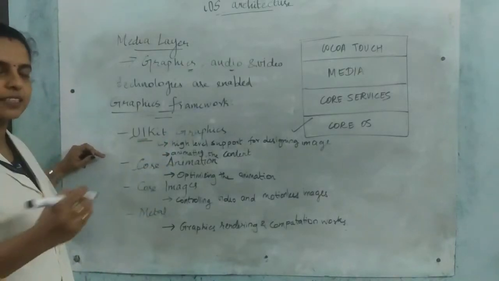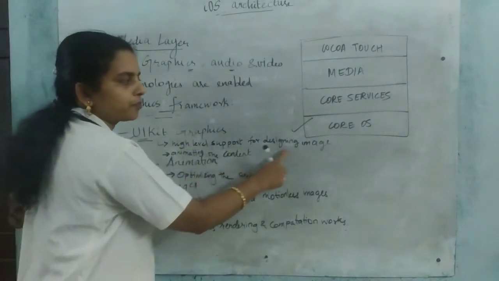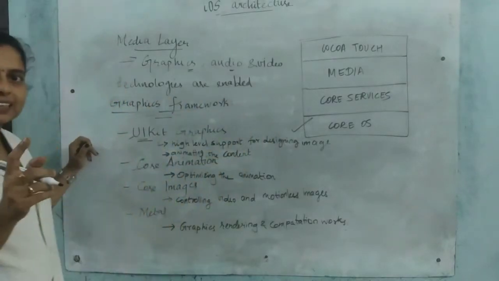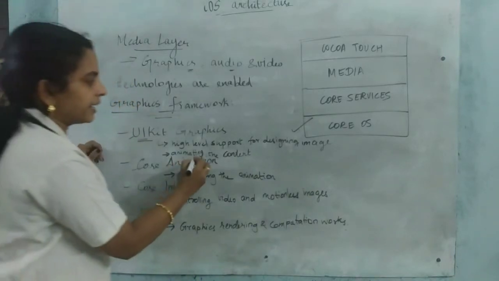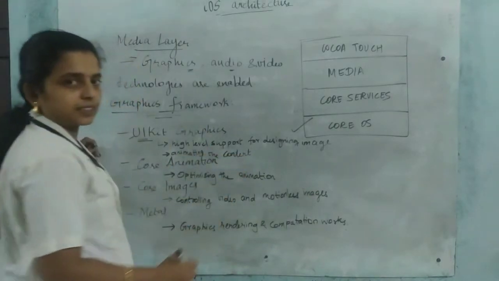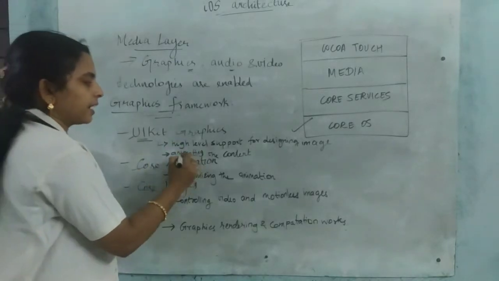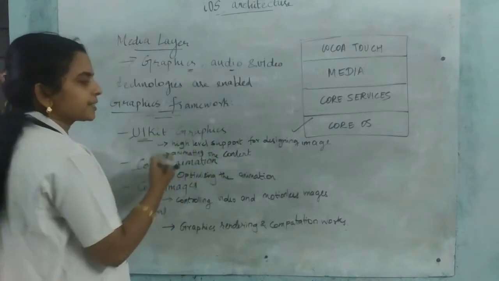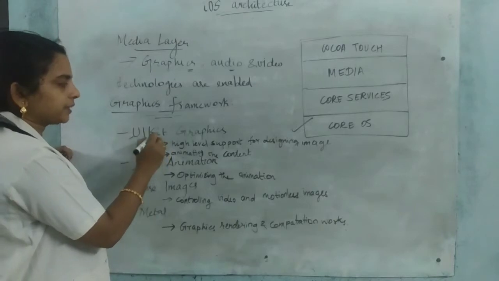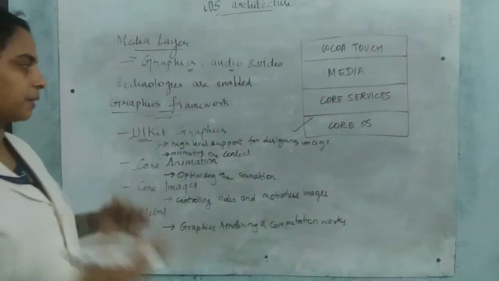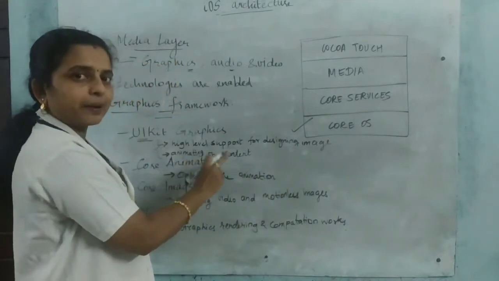What are the two functionalities done by this UIKit? We can see here. The first thing is high level support for designing the images. And the other is that it animates the content. Okay, so the content is animated by this UIKit graphics. So these are the two things done by UIKit graphics. The first one acts as high level support for designing the images, and the second thing is it animates the content.